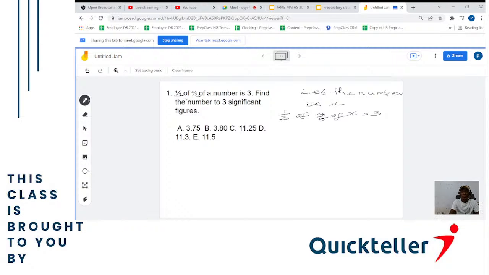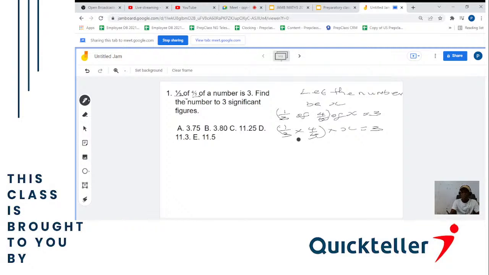So now what we need to do is to put this in a bracket. We have to tackle this 1 over 3 of 4 over 5 first. I told you earlier that "of" means times. So we have 1 over 3 multiplied by 4 over 5 in a bracket, and it is being multiplied by x, that's times x, with a result of 3.